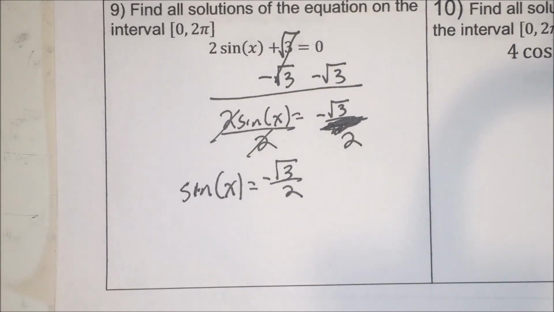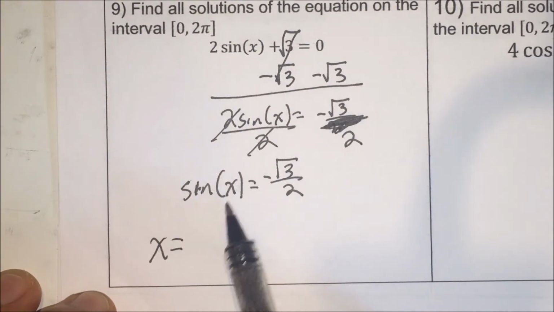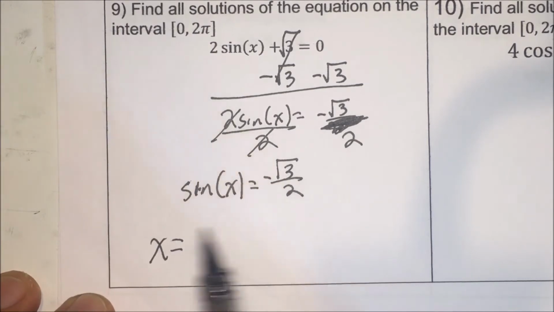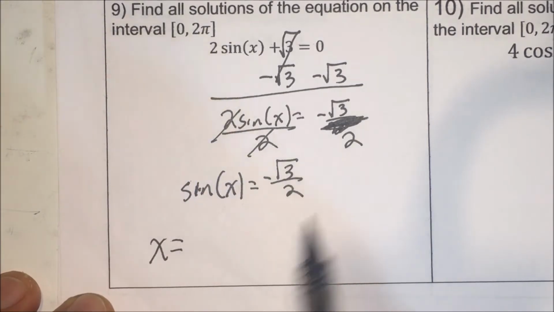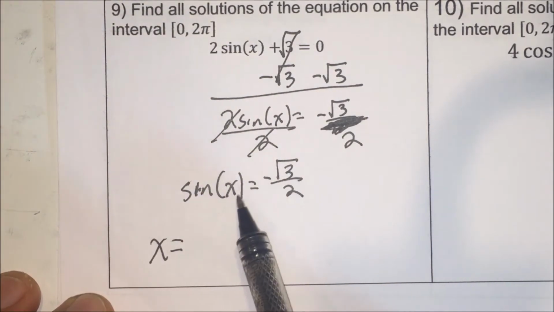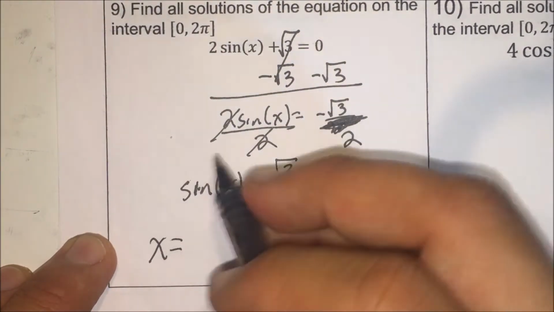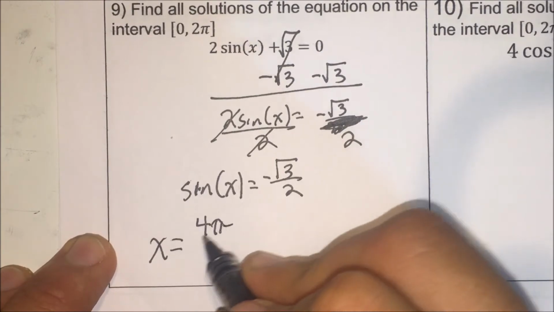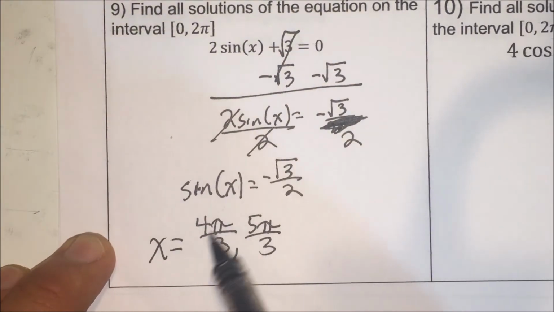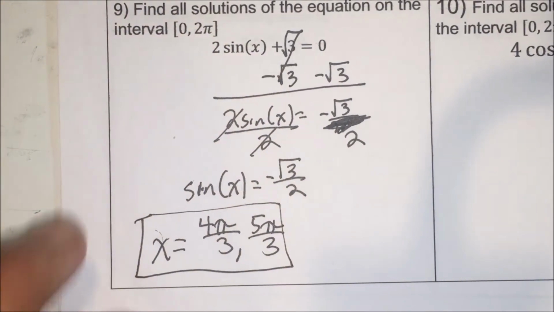So now what? Well, again, we want to think about this in terms of the unit circle, and think, what angles on the unit circle would give me a negative square root of 3 over 2 in the sine? So remember, on the unit circle, sine is the y coordinate. You want to associate it with the y coordinate. So I look on my unit circle, and I see that negative square root of 3 over 2 is going to be 4 pi over 3, and 5 pi over 3. And those are the only 2 places where sine would give us a negative square root of 3 over 2. And that is our answer.